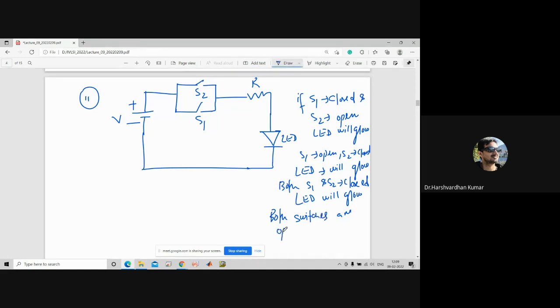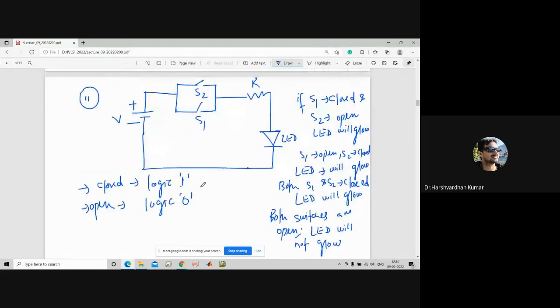Both are open. Then in that case, what will happen? Current will not flow through the LED, so the LED will not glow. So here we first have to understand that closed means logic 1 and open means logic 0. So can we consider this type of configuration as an OR gate?